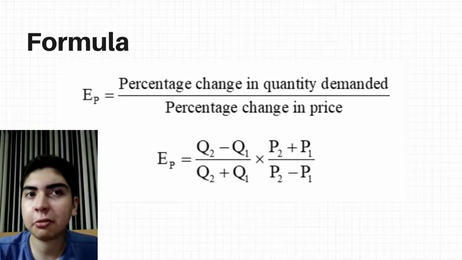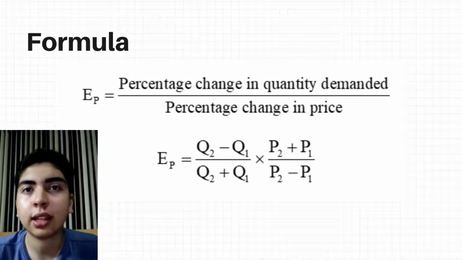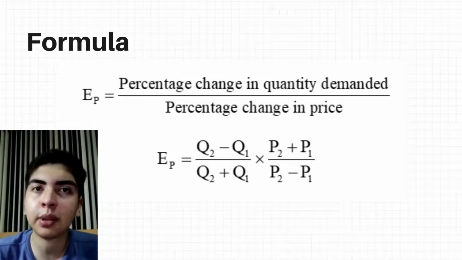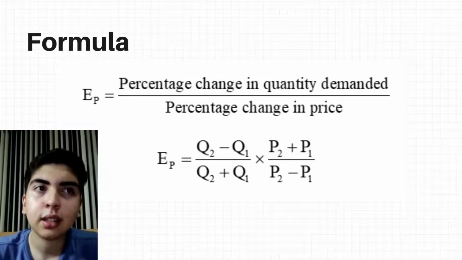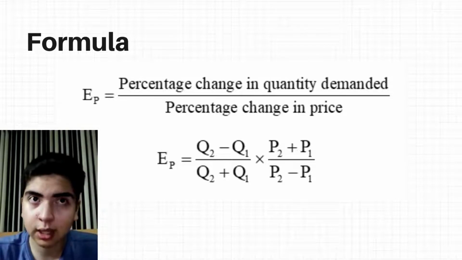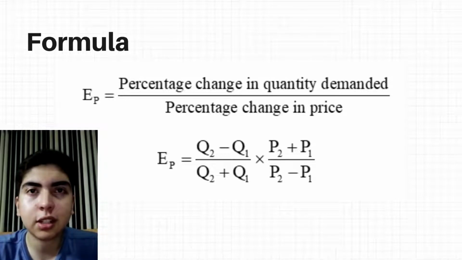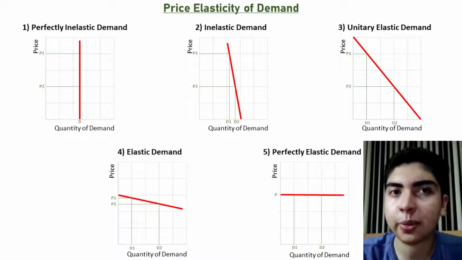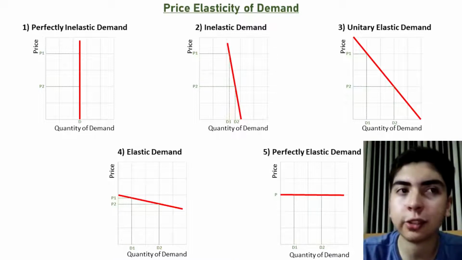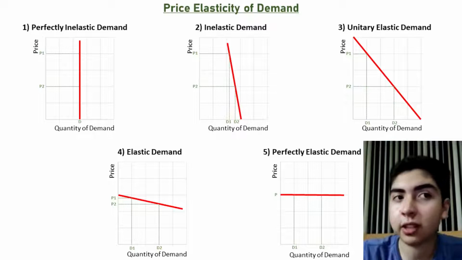Well, we need to calculate the coefficient of price elasticity of demand. Here you can see the formula that will help us to find it. We find it with the percentage change in quantity demanded divided by the percentage change in price. Here, P1 represents the initial price and P2 the new price, and Q1 the initial quantity demanded and Q2 is the new one. And depending on the results, we could determine if the demand is perfectly inelastic, inelastic, unitary elastic, elastic or perfectly elastic.